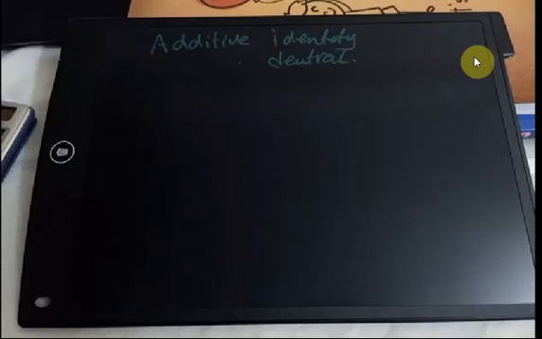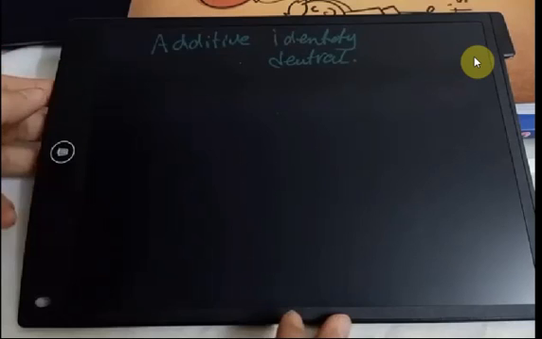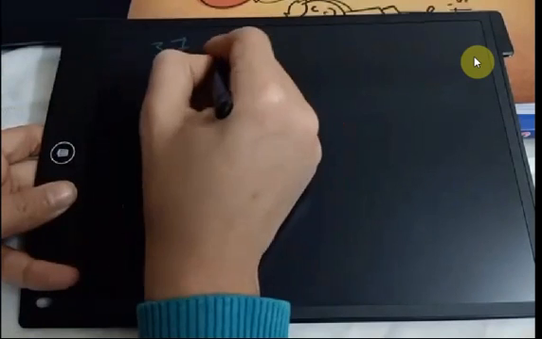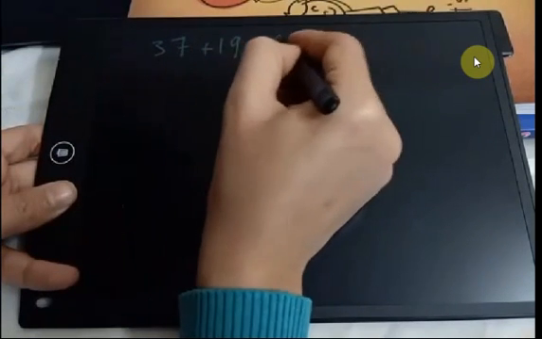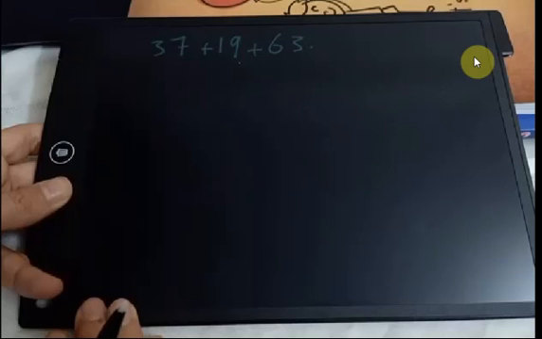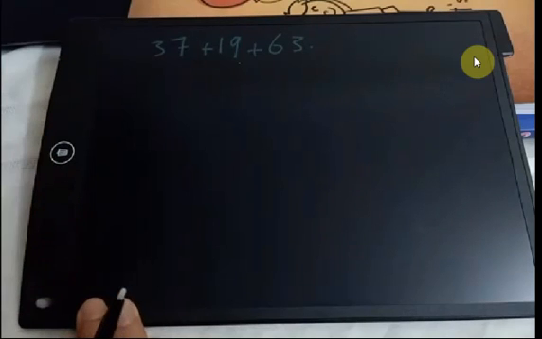Okay, I will put a question for this part, and we will complete the next time, inshallah. How can I use this property? Like this. If I give you 37 plus 19 plus 63. Why do I give you this property? To make the question easier. So I will use the commutative and the associative property.